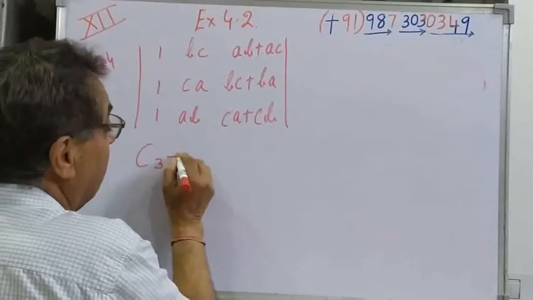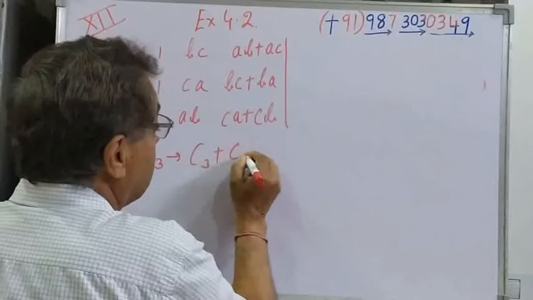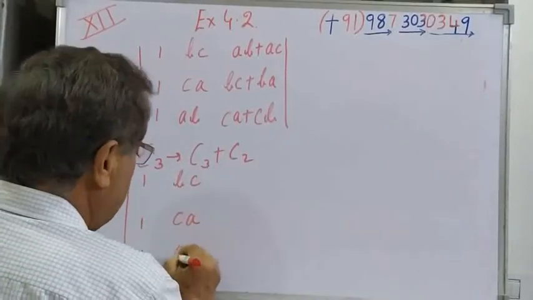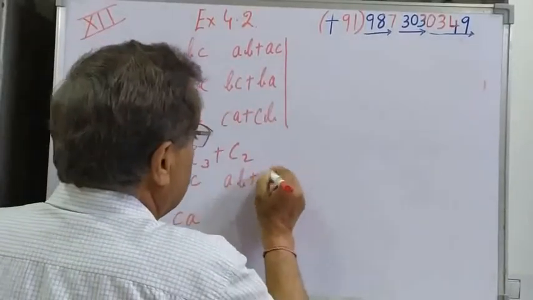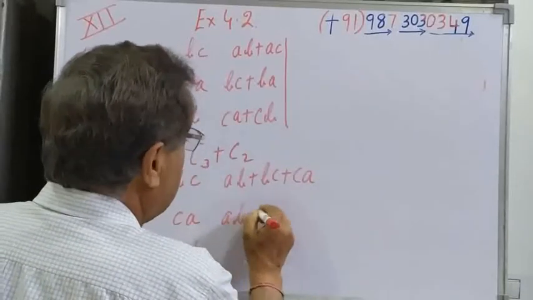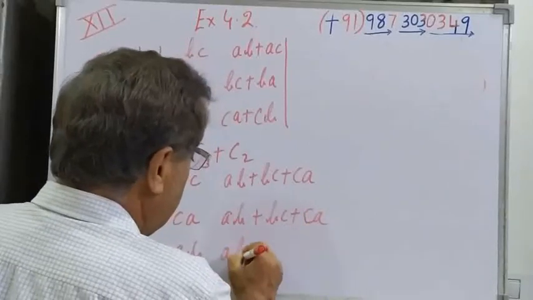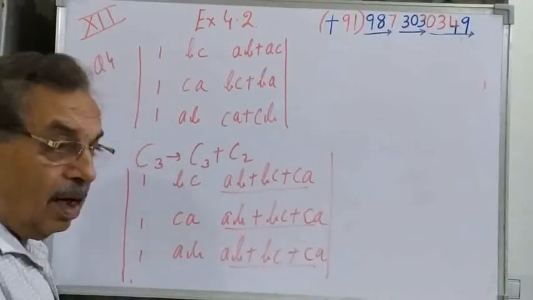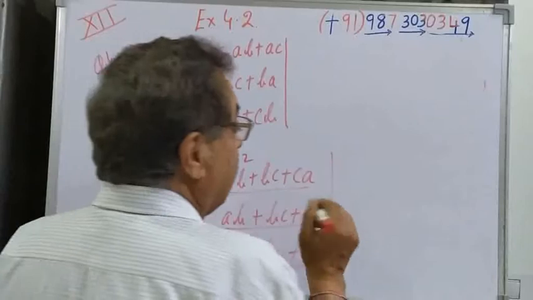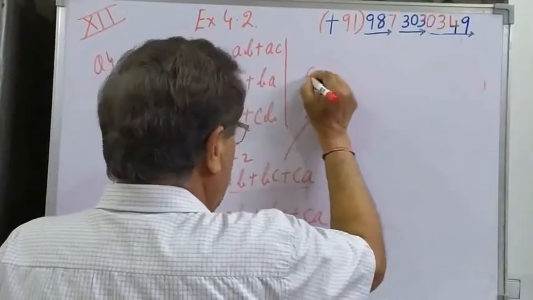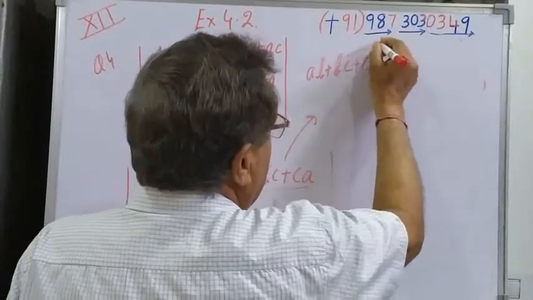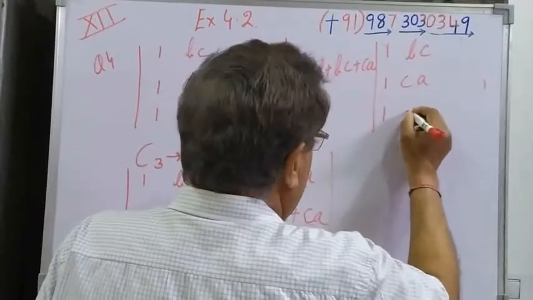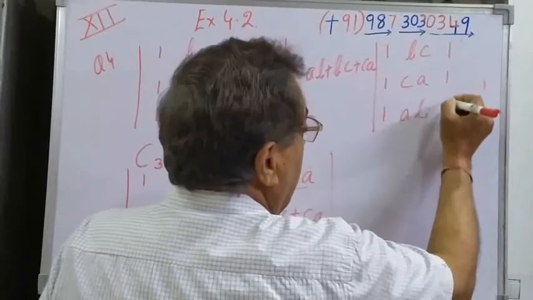Third, C3 can be made the same. How? C3 can be written as C3 plus C2. So what we have here is 1, 1, 1, BC, CA, AB. Adding all this, we get AB, BC, CA in every row. Now all the elements of C3 are the same. It can be taken out common. So after taking out the common AB, BC, CA, I will be left with 1, 1, 1, BC, CA, AB, and in the third column again 1, 1, 1.